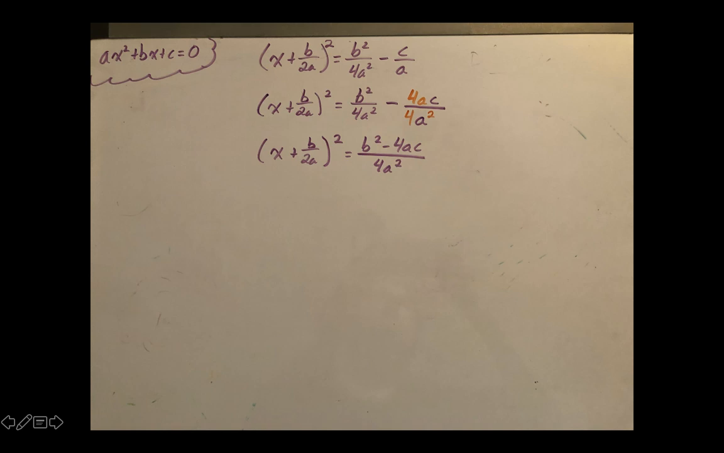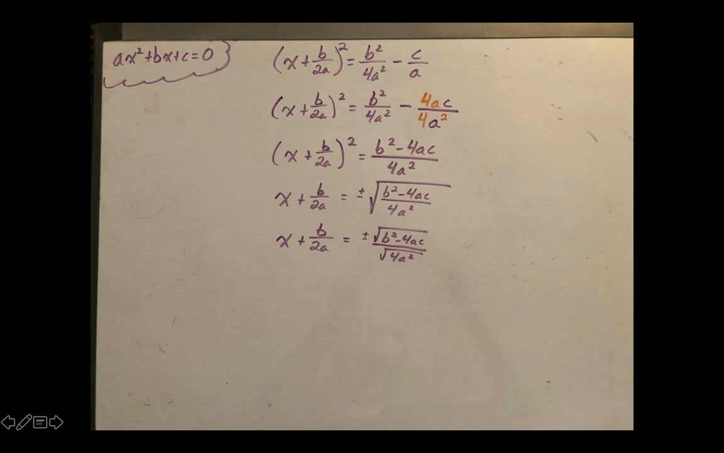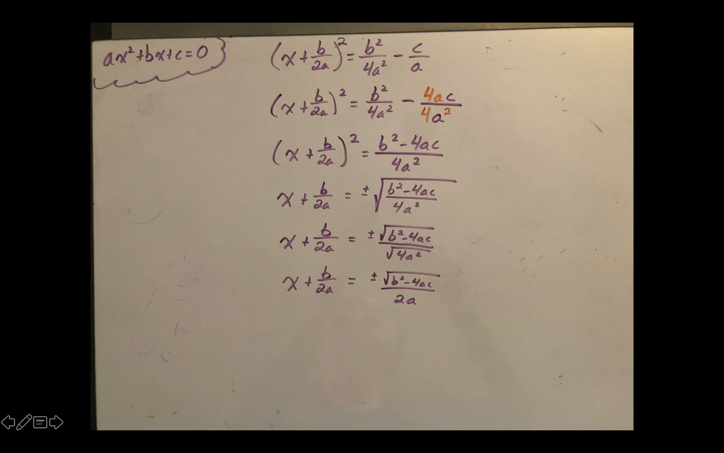We can now go ahead and solve with a square root, remembering to have plus or minus. So we've got x plus b over 2a equals plus or minus the square root of b squared minus 4ac all over 4a squared. And if you've got a fraction and a square root, you can square root the numerator and denominator separately. So you've got x plus b over 2a equals plus or minus the square root of b squared minus 4ac over the square root of 4a squared, and the square root of 4a squared is 2a.